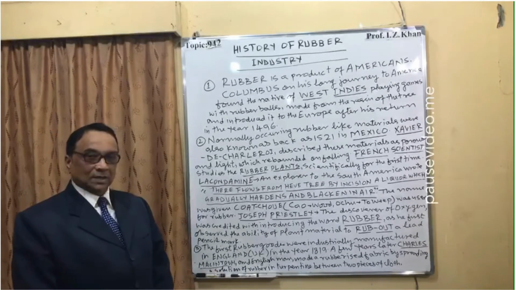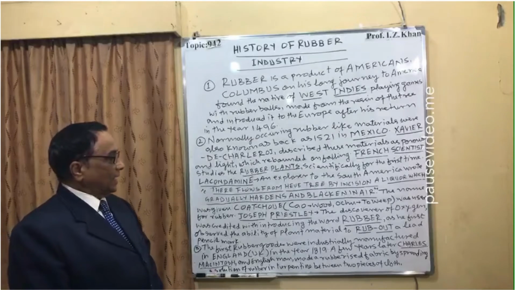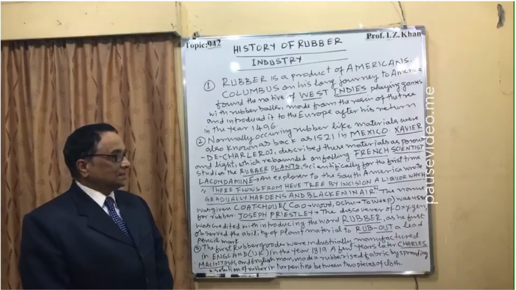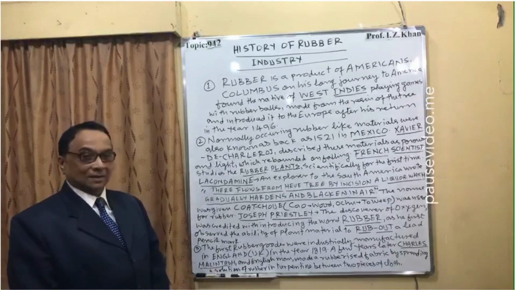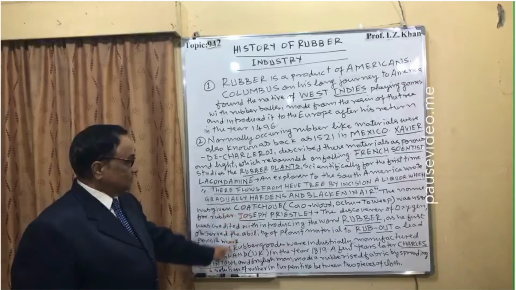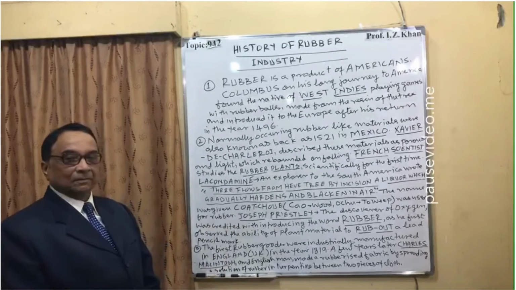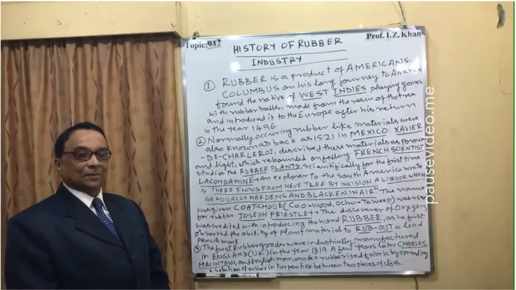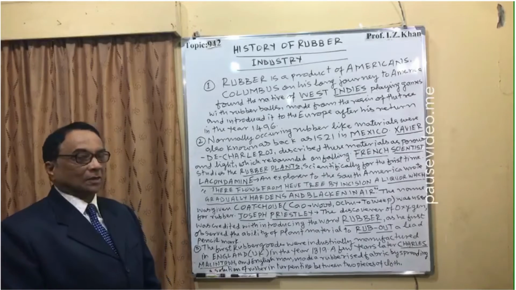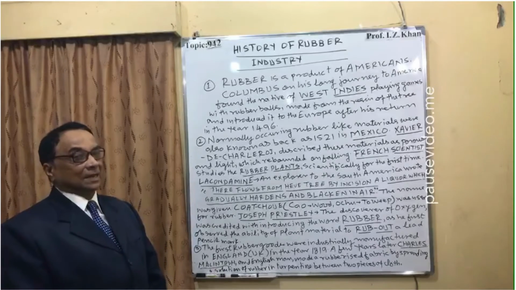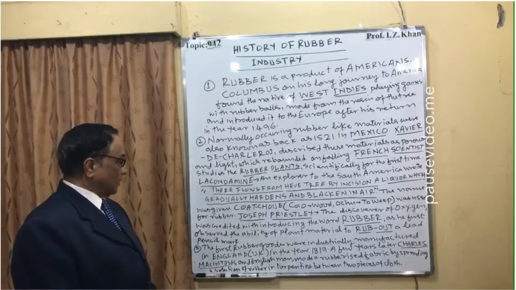cow means wood. That is in West Indies, and Ochu means to weave. So the wood which is weeping, they gave the name Cord Chow, and then slowly Priestley gave the name after rubbing out the pencil mark with this material. Then he gave the name rubber, and it was used for rubber.